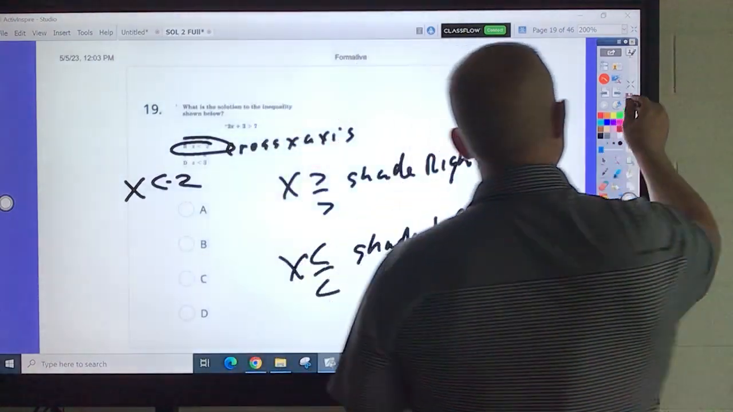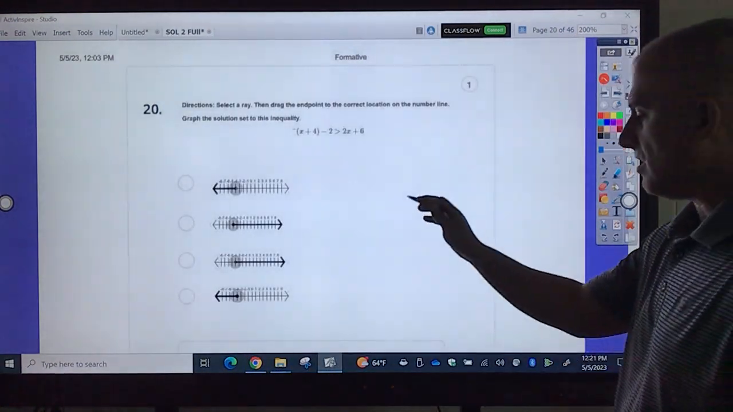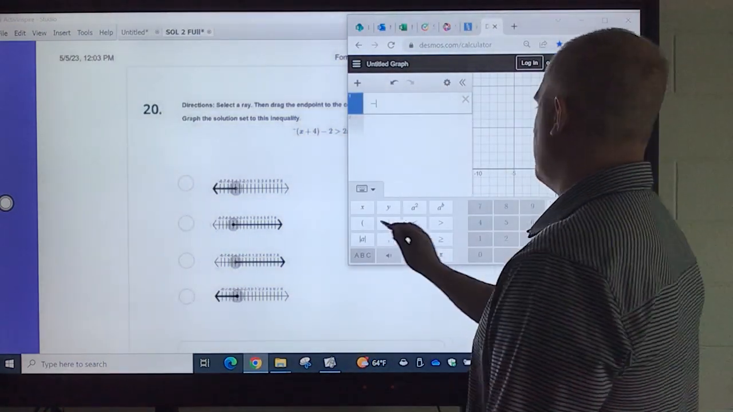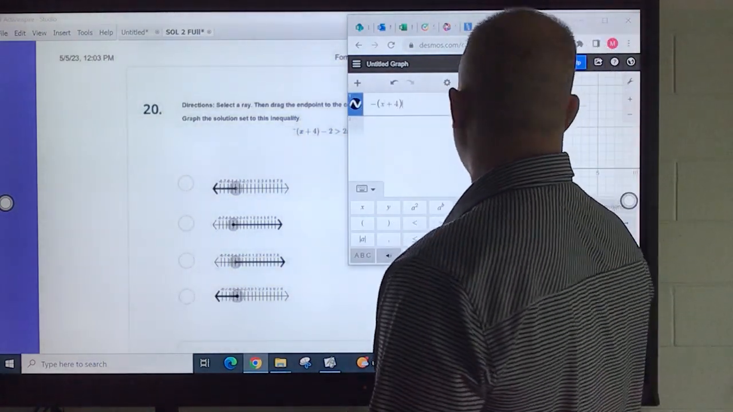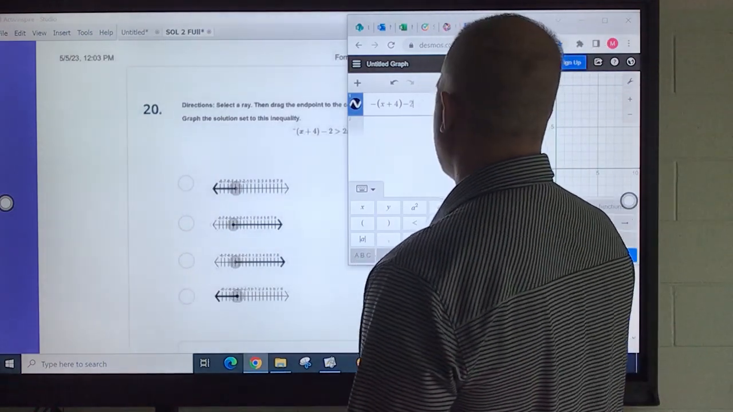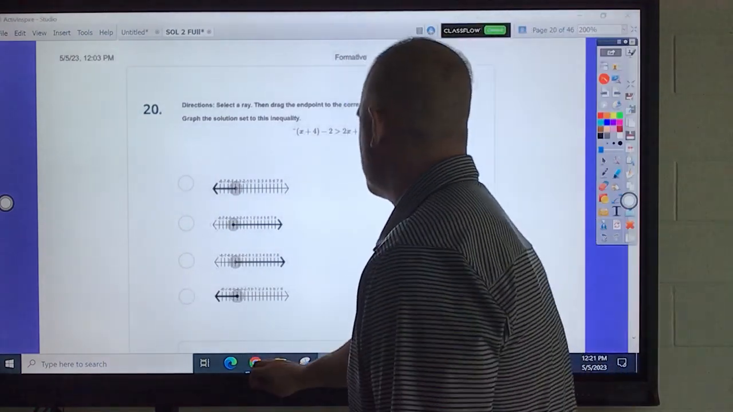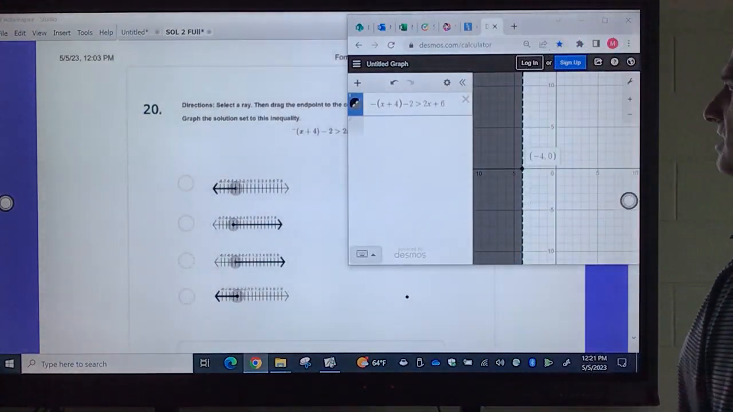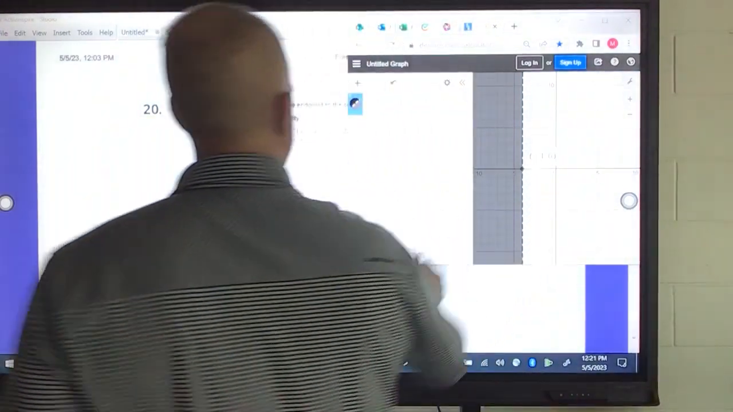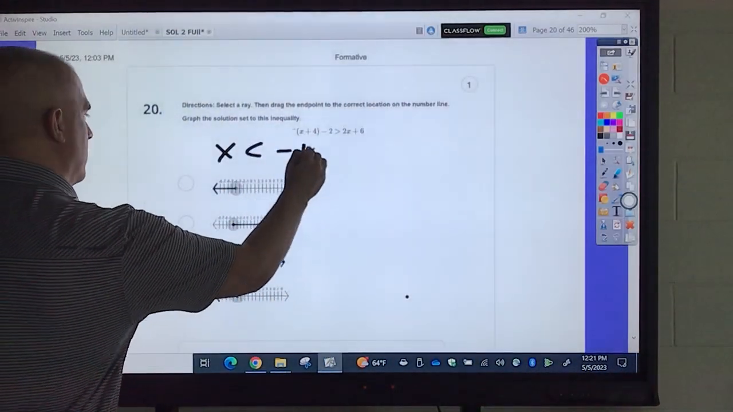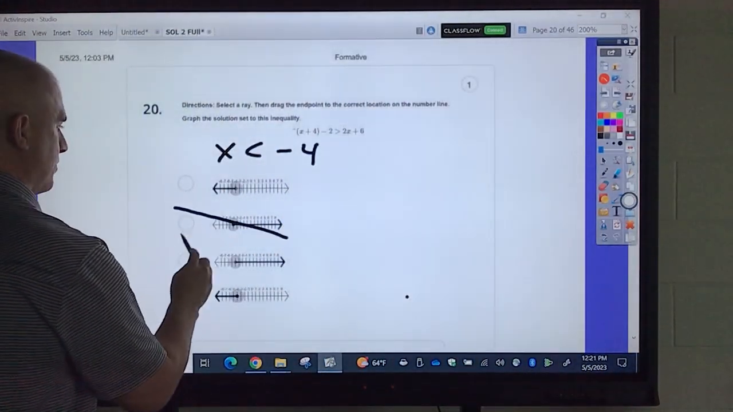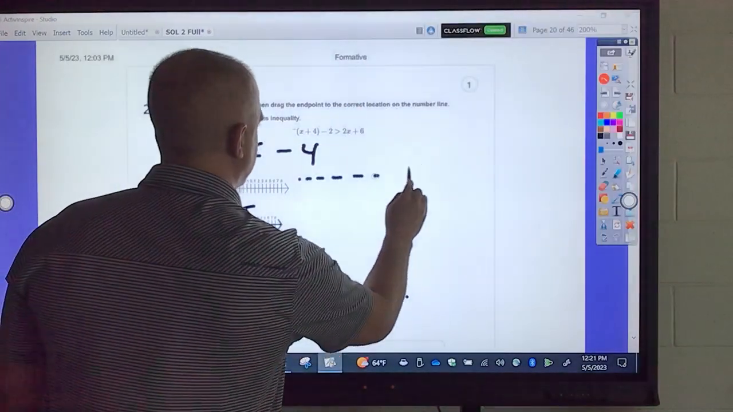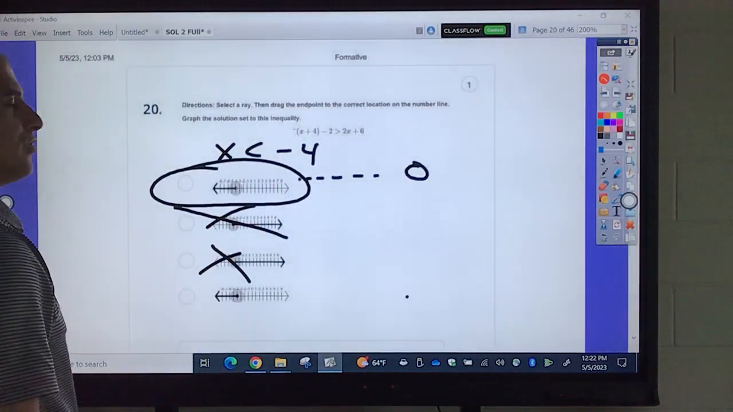All right? Question 20, same deal. I want to type this in. I got negative x plus 4 minus 2 greater than, okay, 2x plus 6. Okay? Now, that's at negative 4. Now, that would be x is less than negative 4. Well, I can see that it can't be this one, it can't be this one. Now, since it's got the dashed line means open circle, that first one's got to be your answer.